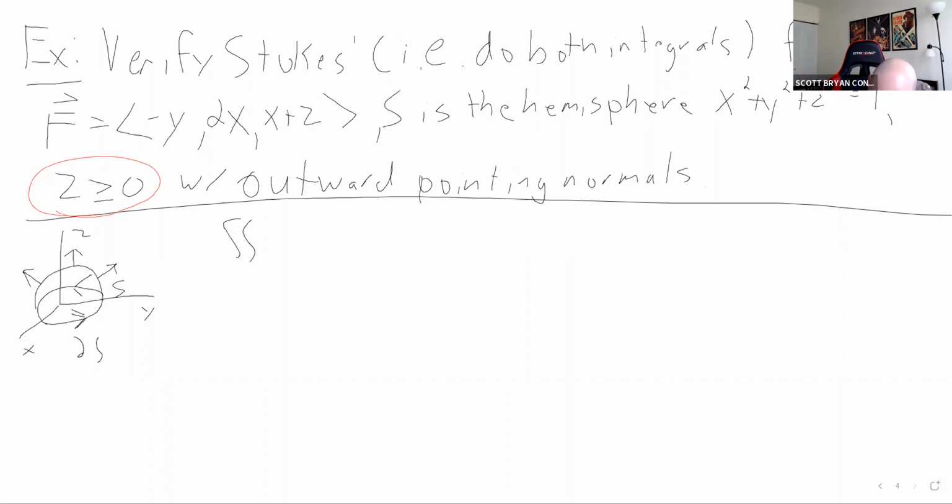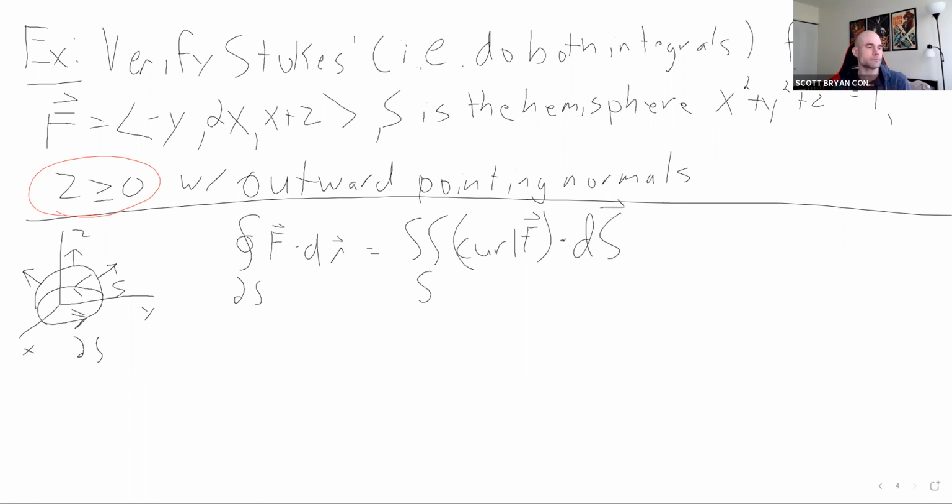Stokes says we're going to do both of these integrals, but let's write it down. The integral over the boundary curve of the vector field f is equal to the integral over the surface S of the curl of f. Okay, so let's do both these guys.